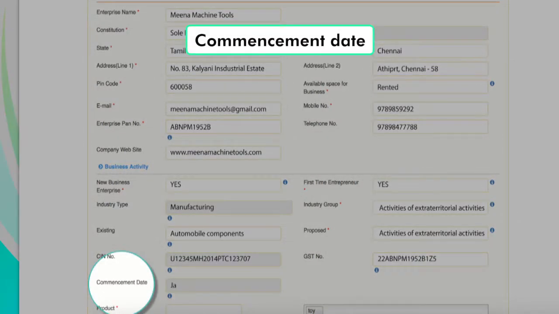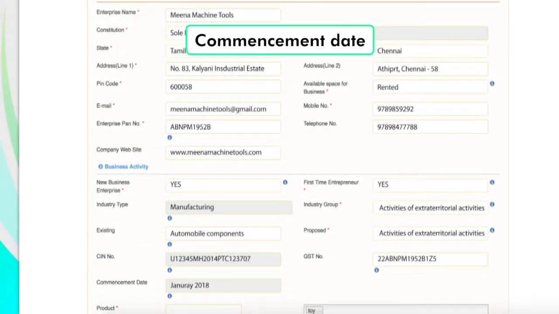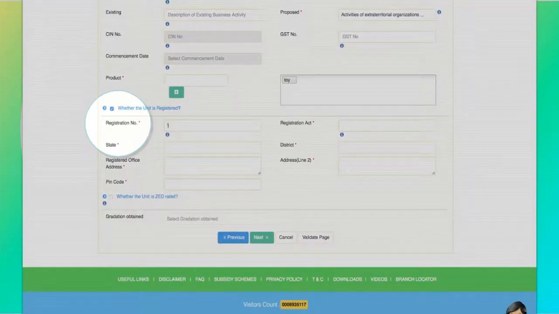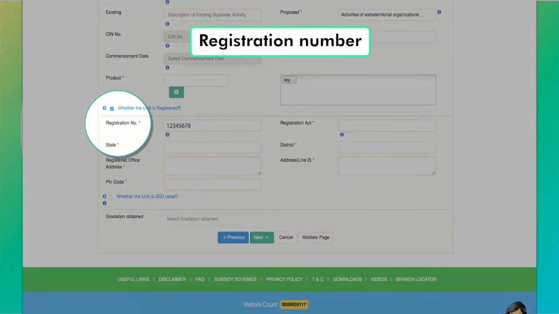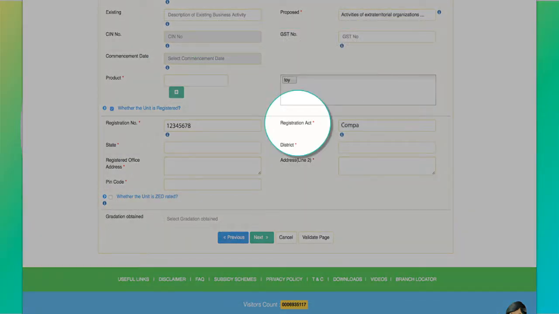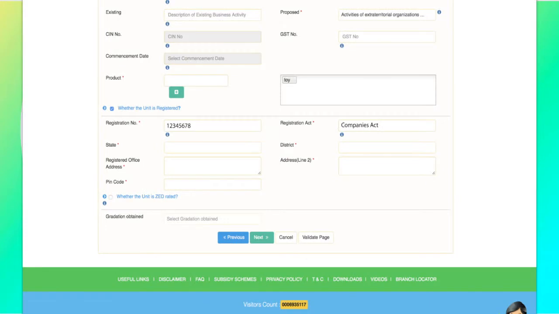Next, the applicant needs to enter the date from which the new unit proposes to begin its activities or the date from which the existing unit has been operational. Registration number is mandatory only for a registered unit. Registration Act is mandatory for a registered unit and its registration number should sync with its respective act.